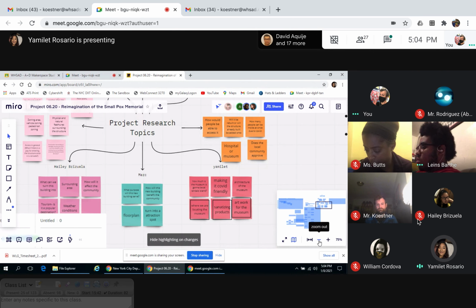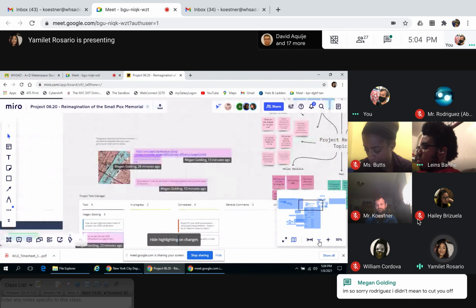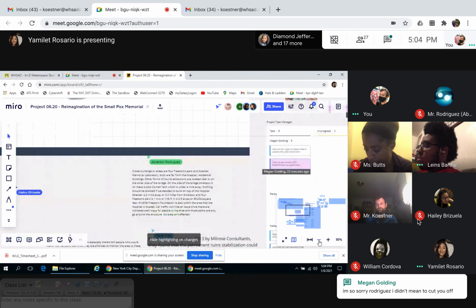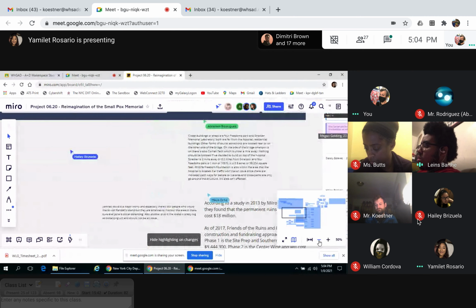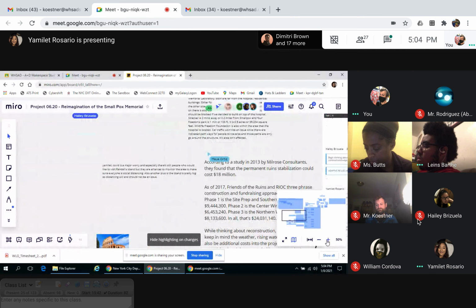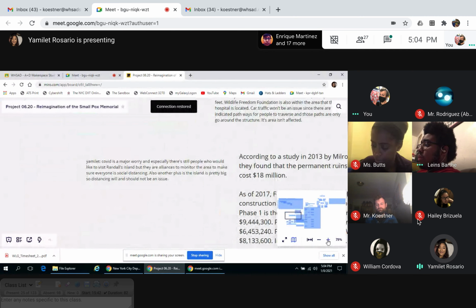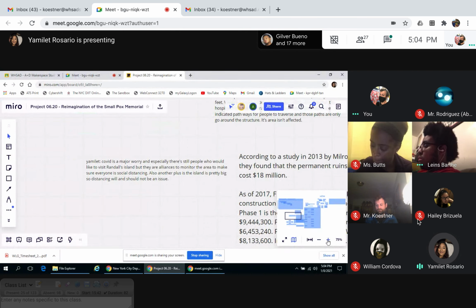So, I'm going to zoom out for a second, and go to where I wrote. I'm going to zoom in to my section. I basically was stating what the solution is, what's going on right now with COVID and social distancing, and how the benefit of Randall's Island being really big comes into play with viruses and people still being able to visit it during these circumstances.